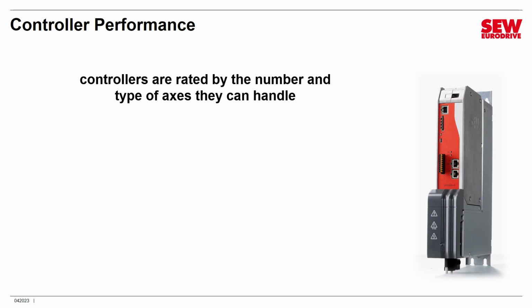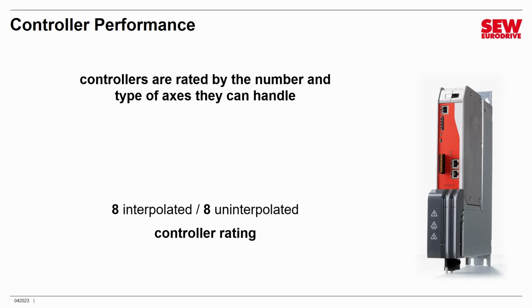We rate controllers by the number and type of axes they can handle. What you'll see typically when you look at our documentation is a pair of numbers. For example, it might say this controller can handle 8 interpolated axes and 8 uninterpolated axes. Now you may look at that and say, that makes absolutely no sense to me. What is an interpolated axis and what is an uninterpolated axis? Well, let's talk about that. Let's help make this make sense, and I'm going to give you maybe a better way to understand this rating as well.